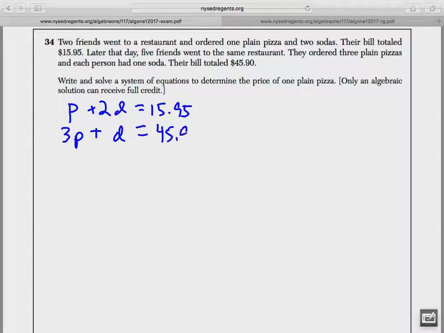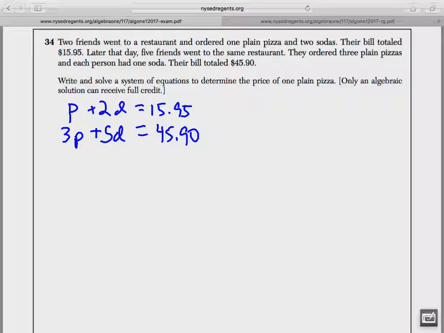$45.90. You just said D. It's 5D because it said 1 soda each. Ah, thank you for catching. Each person had 1 soda. That wasn't a dumb mistake, that was an overlook. Yeah, that was my fault. That's probably why my mom tells me to read carefully.